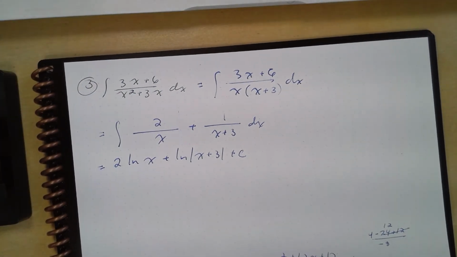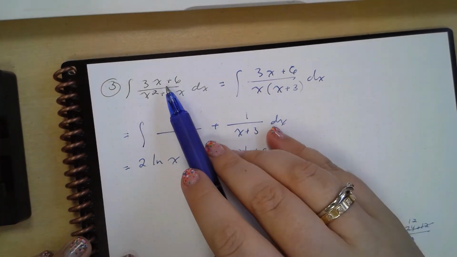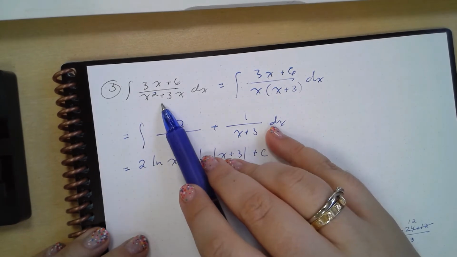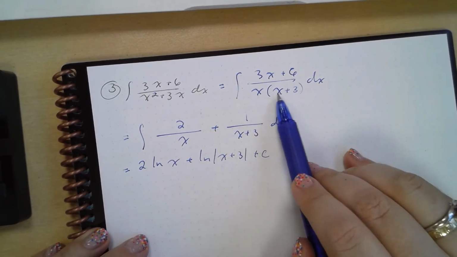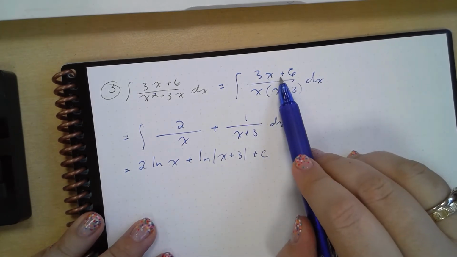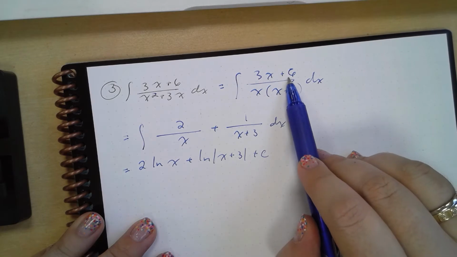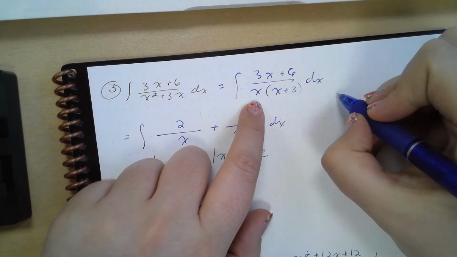Let's do a little bit here. Here I have 3x plus 6 over x squared plus 3x dx. Well, I can factor this to just be 3x plus 6 over x times x plus 3. I still have nothing that cancels out, because if I factored out the 3 here, I'd have x plus 2. So what plus x would equal 0? Well, it's just going to be 0.